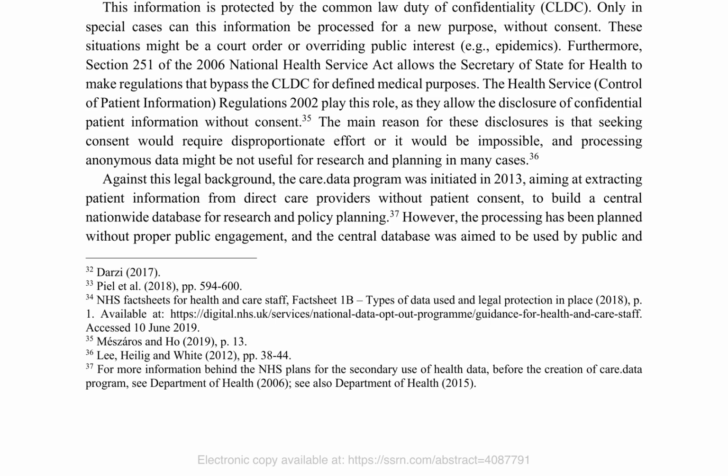The care.data program, initiated in 2013, aimed to extract patient information without consent to build a central database for research and policy planning. However, the program was criticized for lacking proper public engagement, and its central database was intended for use by both public and private entities.